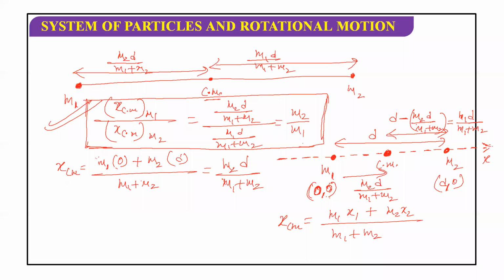The center of mass is a point which divides the line joining M1 and M2 internally in the inverse ratio of their masses, M2 by M1. So XCM, the center of mass distance from M1 divided by the center of mass distance from M2, is equal to M2 by M1. Any doubt in this? You have to remember this formula, because here even the value of the distance is given, and after cancelling d divided by M1 plus M2, we can write this.